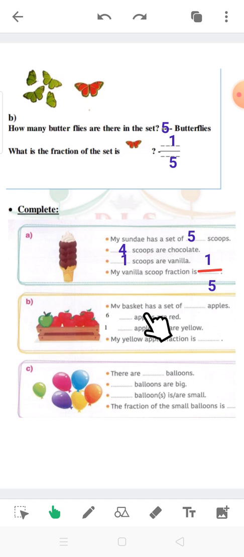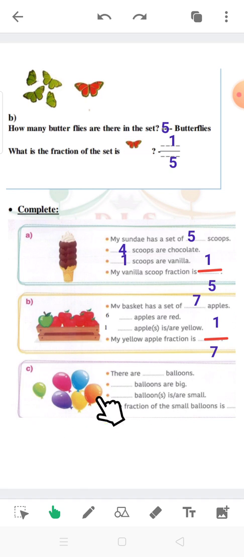Again, my basket has a set of apples. How many apples are there? Let's count. 1, 2, 3, 4, 5, 6, and 7. All of them are 7. I've got 6 apples that are red and 1 is yellow. Okay, imagine this is a yellow one. My yellow apple fraction is 1 in the top part, the numerator part. We write 1 in the numerator, and all of the apples are 7. So my fraction is 1/7.